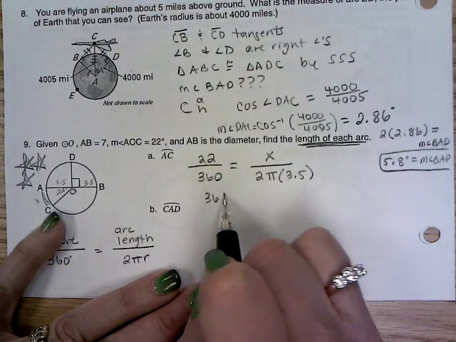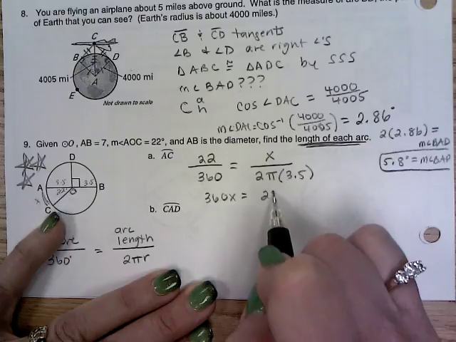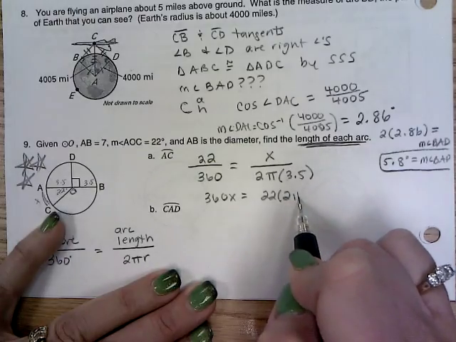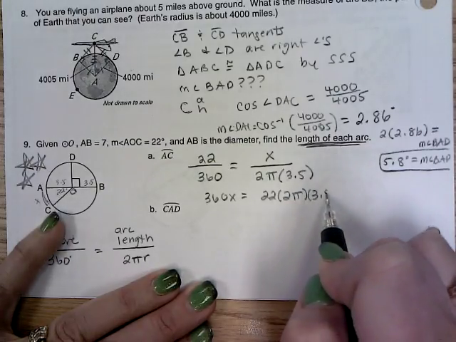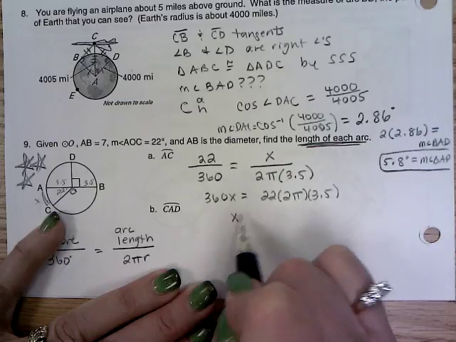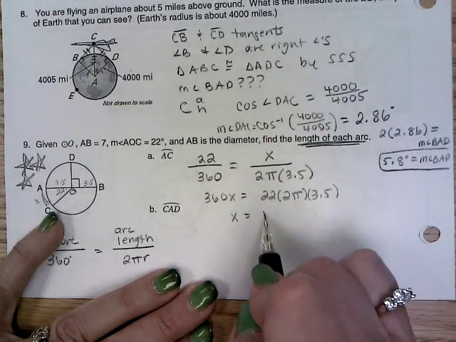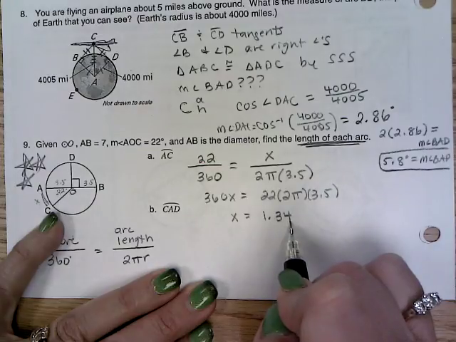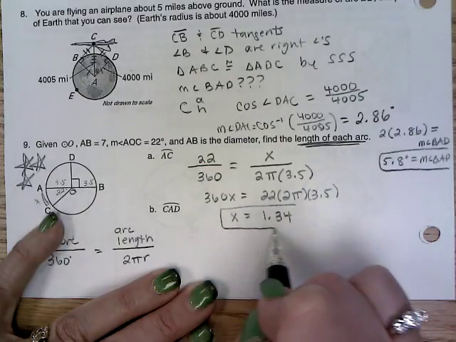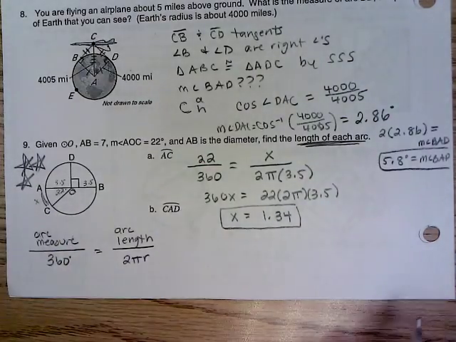So 360x equals 22 times 2 pi times 3.5. So I'm going to multiply that, divide by 360, and when I round, I get about 1.34. That is the length or the measurement from A to C. That's how long it is around my circle.